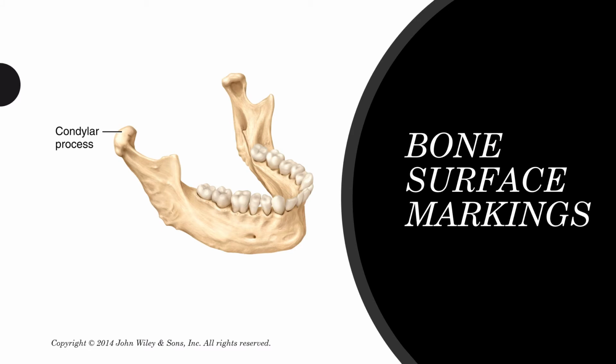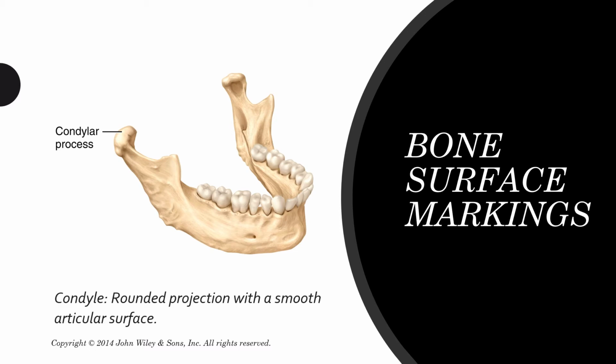Okay, moving on to processes. Now there are three processes or protuberances that form joints, and they are condyles, facets, and heads. So a condyle is a large round protuberance with a small articular surface at the end of the bone. So this here is seen at the lateral end of the femur and also here on the mandible for the condylar process. And remember, these form joints.